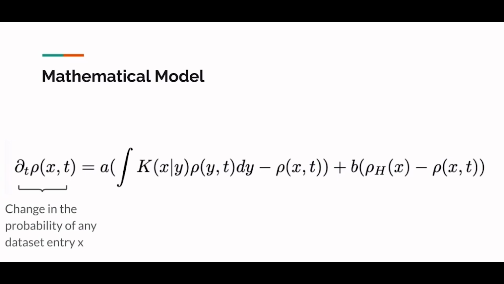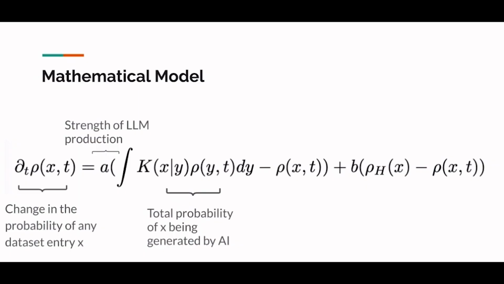There are 2 terms to this, the A term and the B term. A is the AI-produced component of the change, and B is the human-produced component of the change. So A and B are coefficients that just measure the strength of the production of each of these. A is the strength of LLM production, and this is kind of the root of this equation. It's an integral of a kernel times the density at y. The kernel is the k. You can think of it as a function that takes in x and y. And basically, it encodes the probability of some artificial intelligence producing an entry x when given a y.